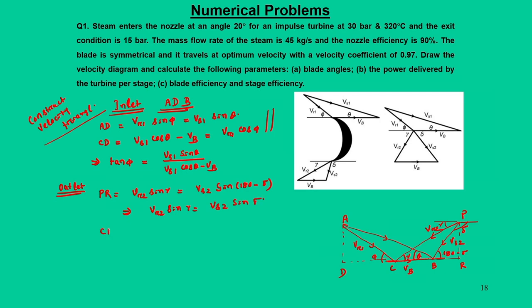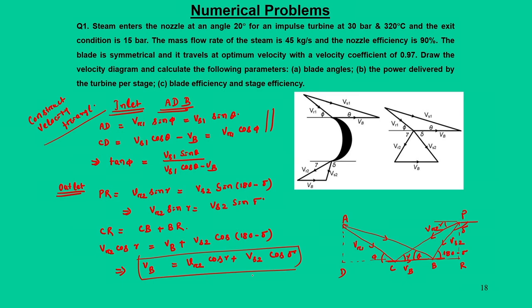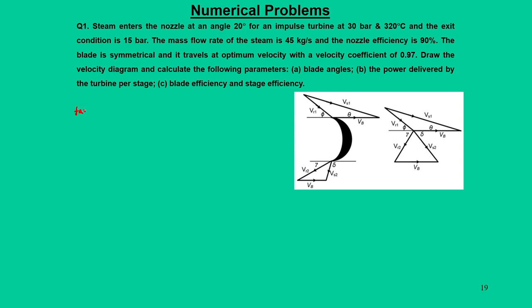Again, we have CR is equal to CB plus BR, and CR is nothing but VR2 cos gamma, that is equal to VB plus VS2 cos of 180 minus delta. So, this will give you the expression VB is equal to VR2 cos gamma plus VS2 cos delta. So, this is one expression for VB. Now, from these two expressions we can also find out tan delta. Tan delta would be VR2 sin gamma divided by VB minus VR2 cos gamma.